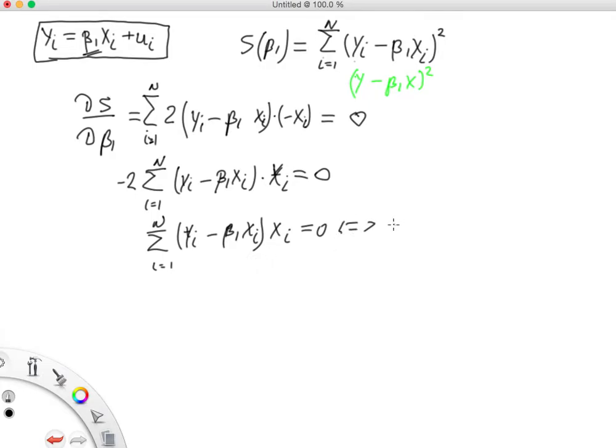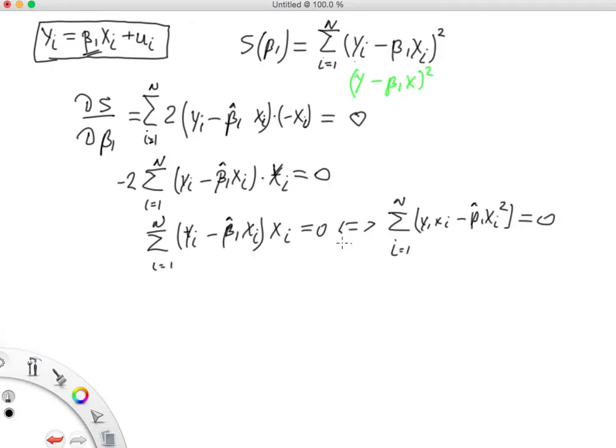So let's save some space. This would imply then we'll have something like this: yi xi minus beta 1. Sorry, once we take the derivative, we will have to replace beta 1, because this is a population beta 1. We're looking at an estimator of beta 1, so we'll put the hat. I forgot to do this. That's something you'll probably be getting used to by now.